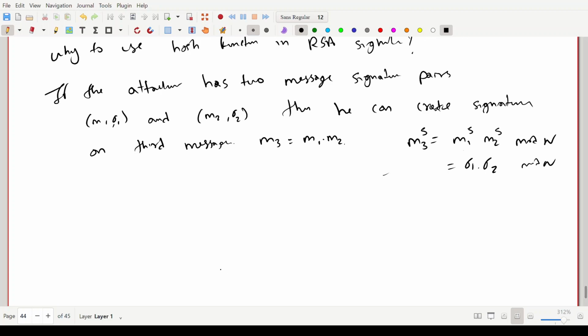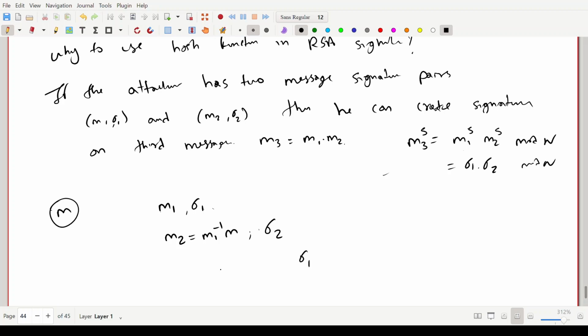Suppose the attacker wants to forge a signature on a message m. What he will do is randomly select m1 and get the signature from Alice on m1, so I have sigma 1. Now he will ask for the signature on m2, where m2 is m1 inverse times m. So he will ask for the signature on m2, and he will get sigma 2. Then he'll just multiply the signatures on both.